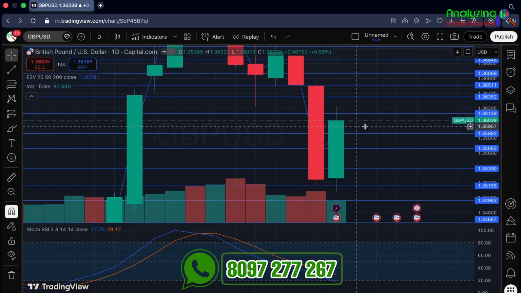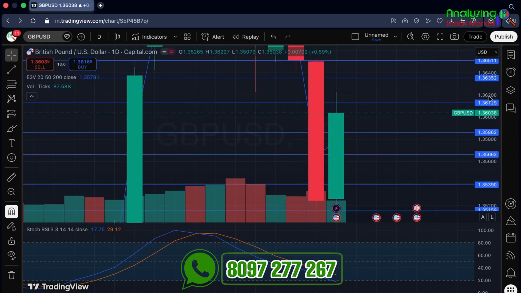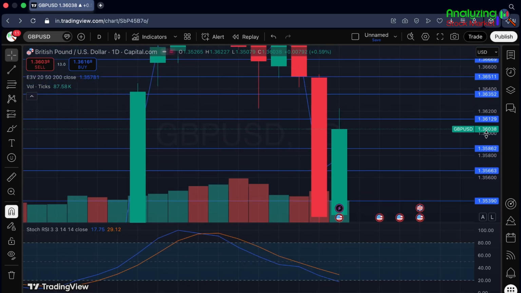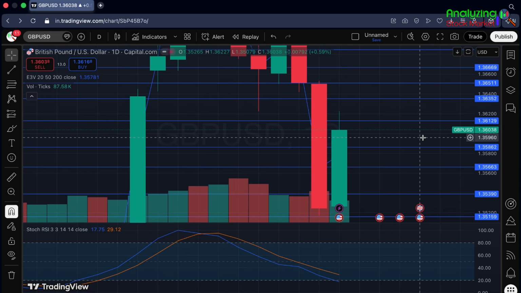So currently, let's talk about the closing first. Here, important support and resistance zones are already marked, so we don't need to mark any new levels. Currently the closing is 1.36038 and direct support is 1.35862. Direct resistance is 1.36129. After direct support, there is a support of 1.35663 and then 1.35390. After direct resistance, there is a resistance of 1.36352 and then 1.36511. So these are the important support zones and resistance zones which will help you to take better stop loss and target levels for this week.